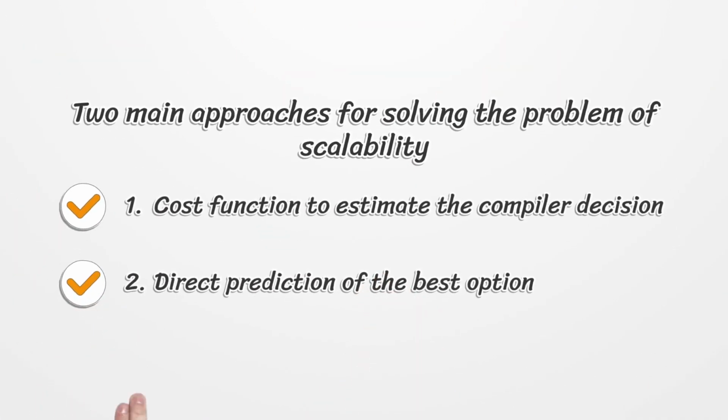There are two main approaches for solving the problem of scalably selecting compiler options that work across programs. First, a cost function to estimate the compiler decision. Second, direct prediction of the best option.